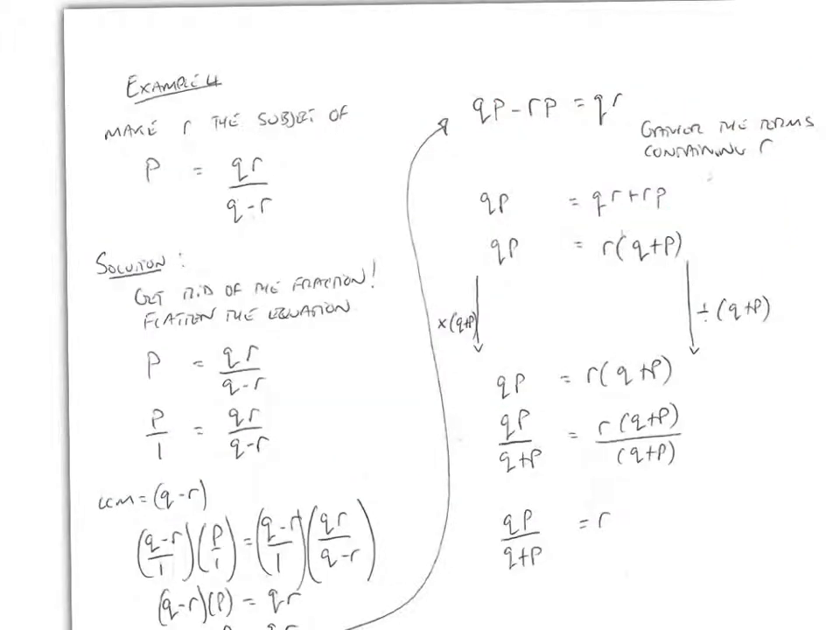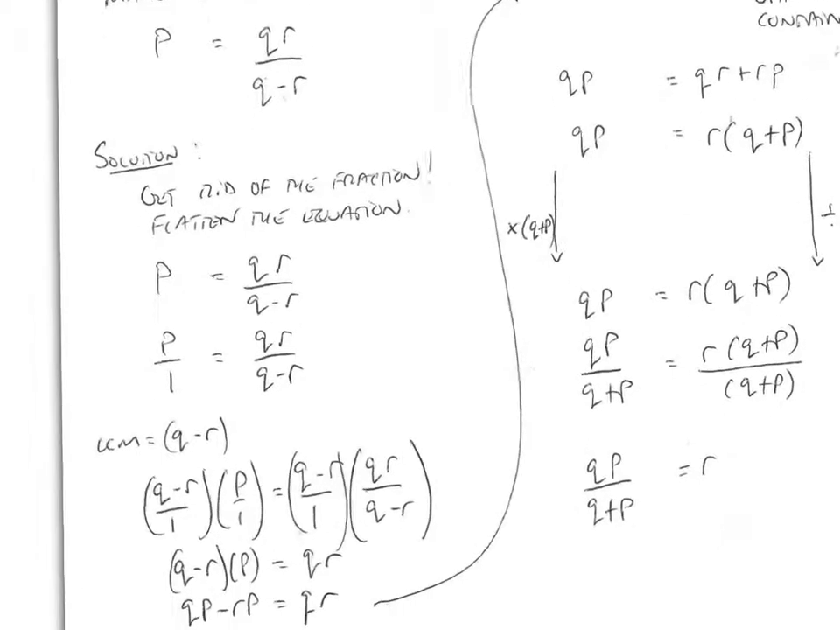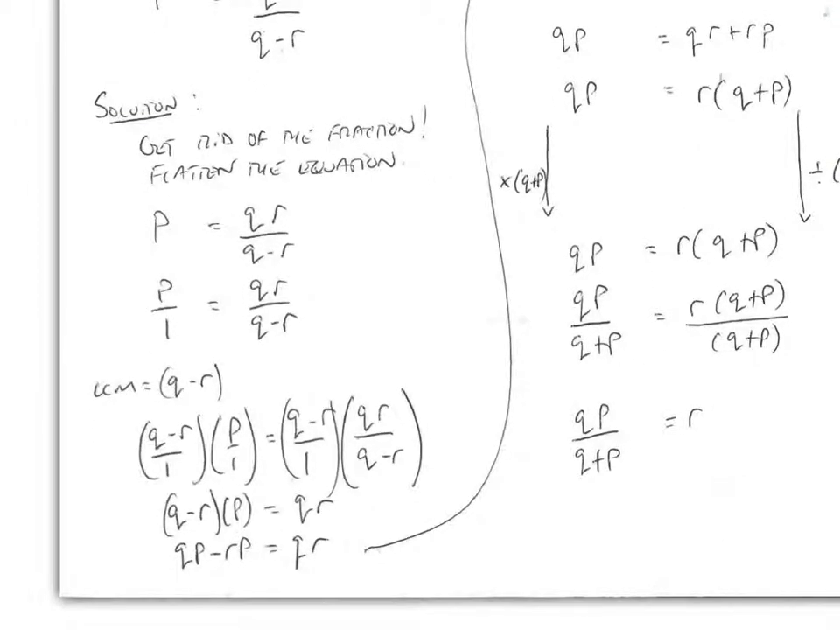So let's look at the last example now. Make R the subject of the formula P equals QR divided by Q minus R. Okay, well, the first thing to do with this is to get rid of the fraction first, flatten the equation. Okay, so if P equals QR over Q minus R, then we'll just balance it up first by just putting a 1 under the P.